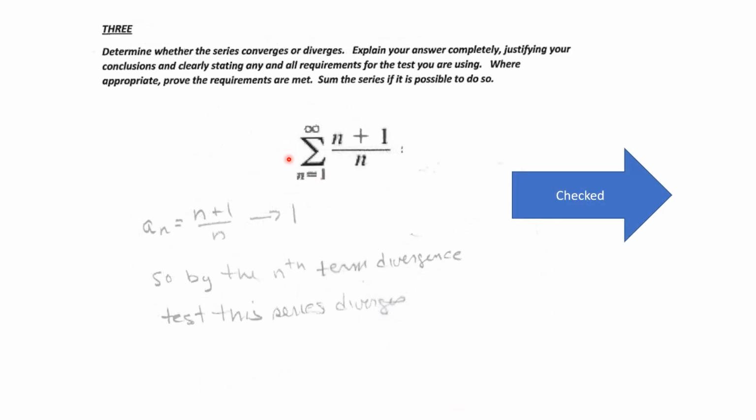Similarly, you were to study this series, the summation from n equals 1 to infinity of n plus 1 over n. Well, you can note here that the nth term, a sub n equals n plus 1 over n, converges to 1 as n goes to infinity. So by the nth term divergence test, this series diverges.